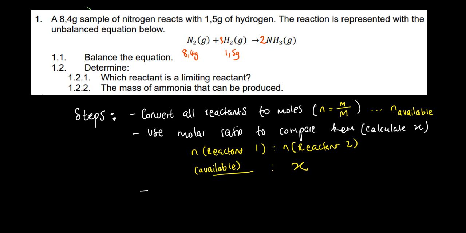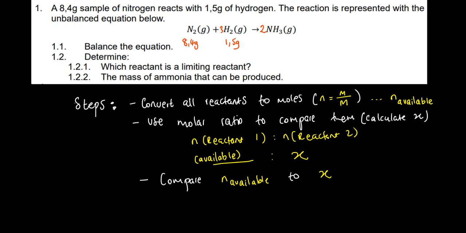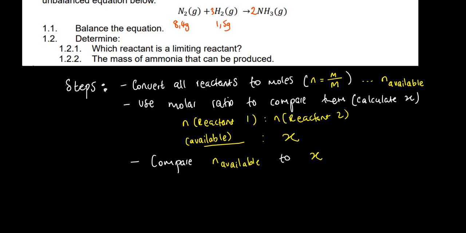Once you have calculated x, what do you then do? Compare the n available, compare the number of moles that are available to x. By the way, x is the number of moles that are needed. Right? These ones are the ones that are needed.